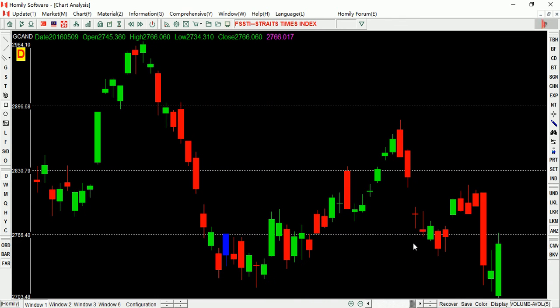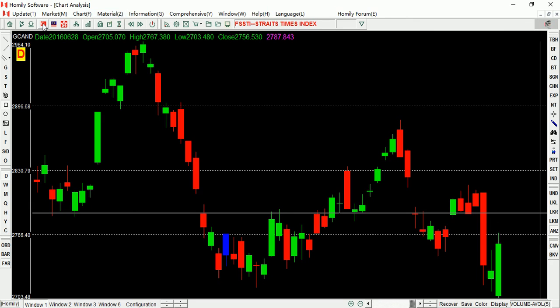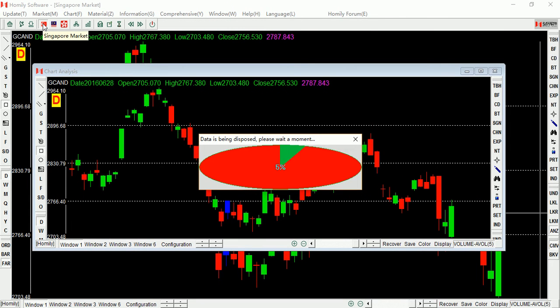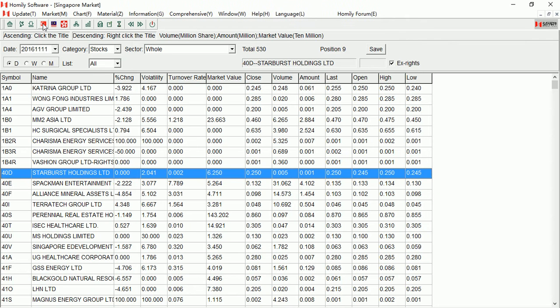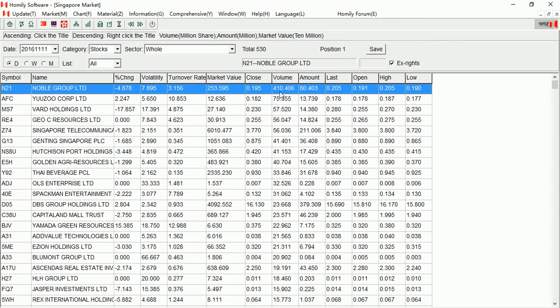So let's see some individual stocks. This is the market. For the blue candlestick, must it be the highest or just the closing price? Closing price. We judge by the closing price. If the closing price is higher, you can buy, but if it's lower, we cannot buy. So let's see some individual stocks.